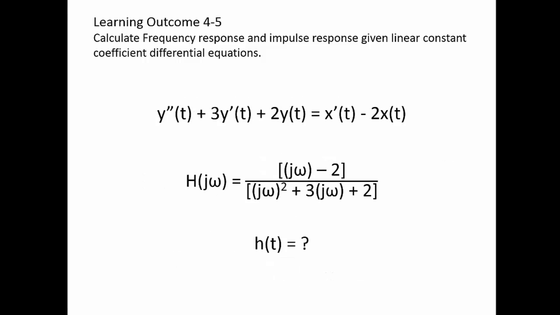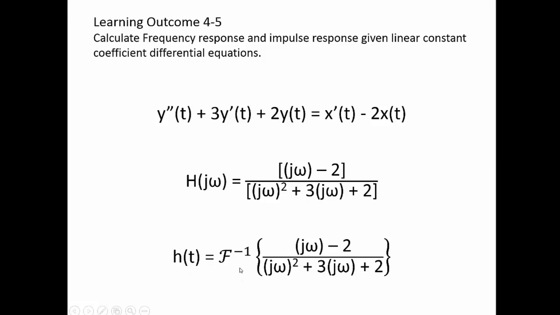Okay, so where do we go now? We've got our differential equation. We have our frequency response. How do we get our impulse response? The other topic in this learning outcome. Well, H of j omega is just the Fourier transform of h of t, which means that h of t is just the inverse Fourier transform of our H of j omega. How do we find that inverse Fourier transform?